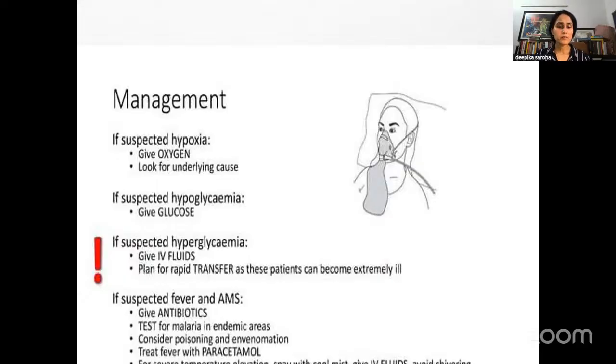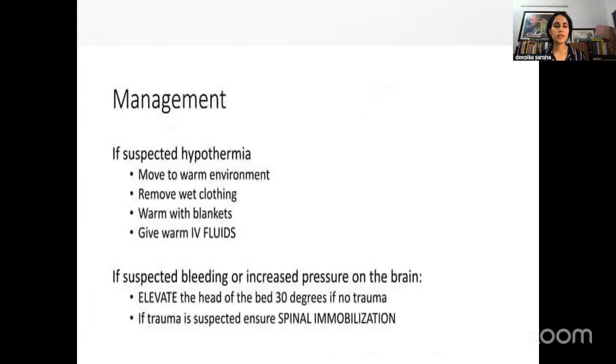And if the patient has suspected fever and altered mental status, then give antibiotics depending upon the etiology that you are suspecting. Then test for malaria, dengue in the endemic areas and the part of the year the patient is landing most of the time. Consider poisoning and envenomation. Treat fever with IV paracetamol or other medications depending upon the etiology.